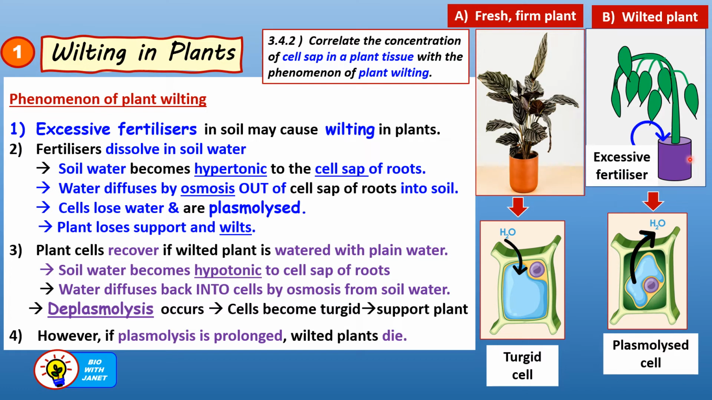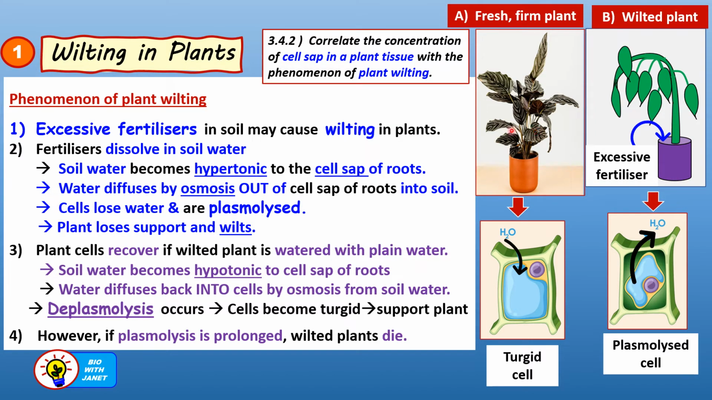So in a wilted plant, there are a lot of plasmolysed cells and a lack of water in the cells. Cells lose water and are plasmolysed, and the plant will lose support, and then it will wilt. Right, so can we help the plant to regain its fresh and firm condition, to get back to this state?